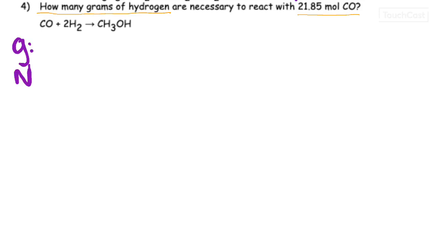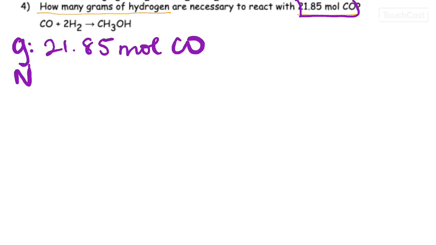Our given is the number, so it's 21.85 moles of carbon monoxide. Remember, they're both capital letters, so they're two separate elements. And then our need is how many grams of hydrogen. So we're looking for grams of H2.